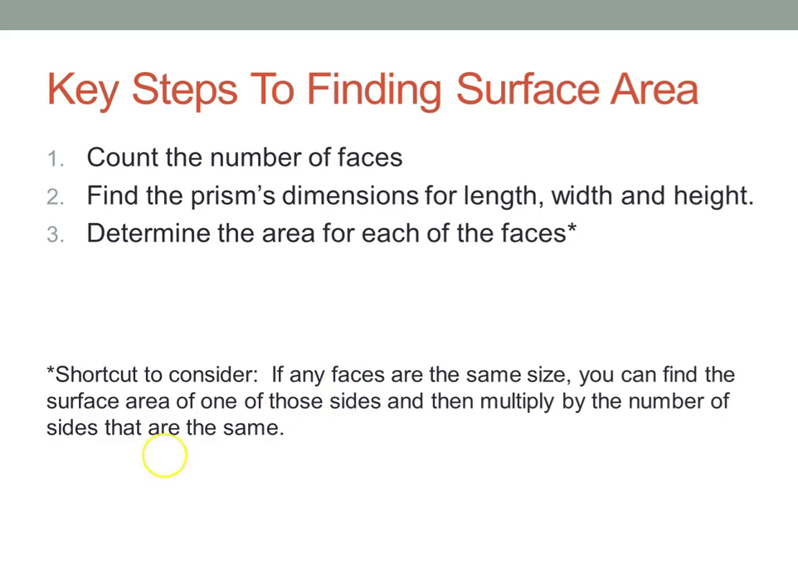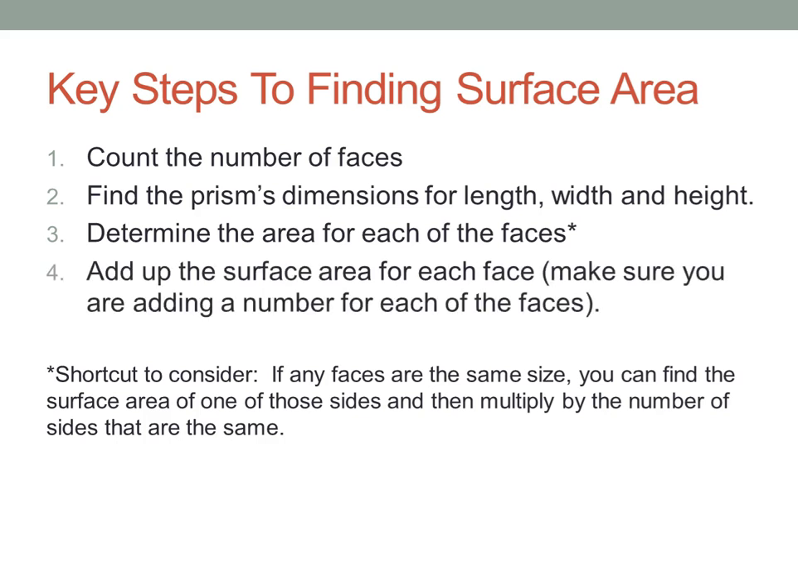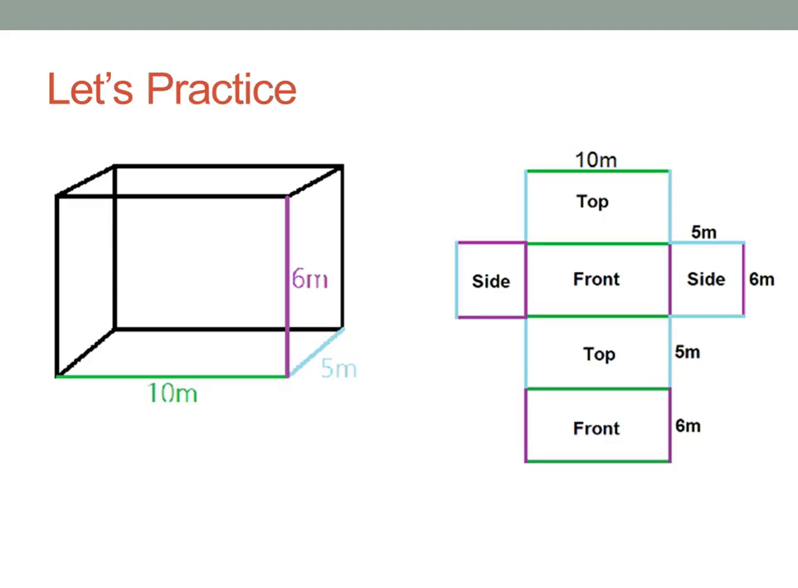Now, if certain faces have the exact same dimensions, they're the same size, you can find the surface area for one of those sides and then multiply by the number of sides that are the same. That could save you a little bit of work if you want to do that, and we're going to do that a little bit today. And then add up all of the surface areas for each of the faces. And that gets you total surface area for the object.